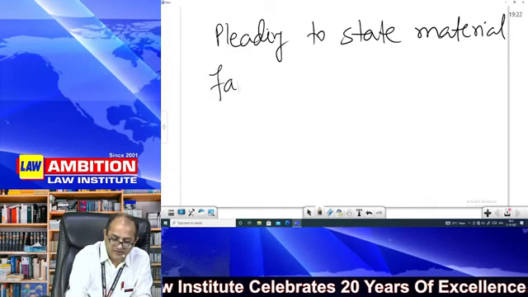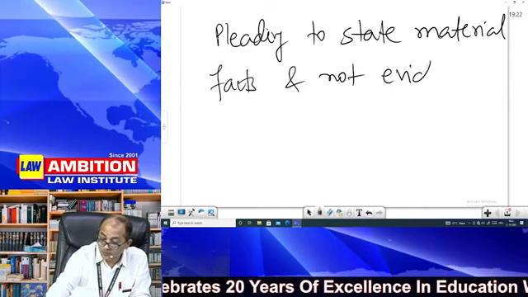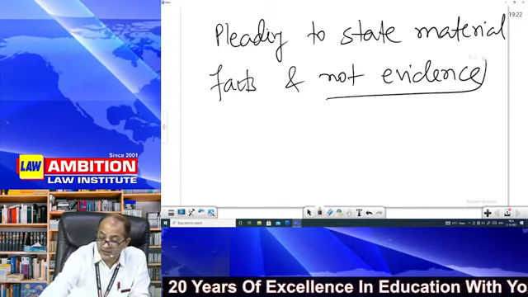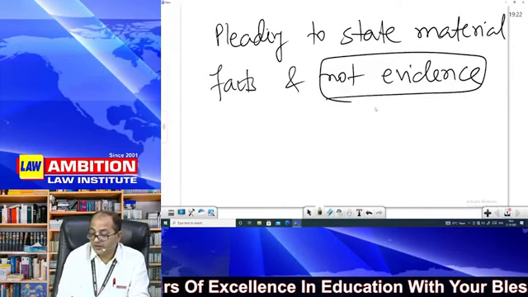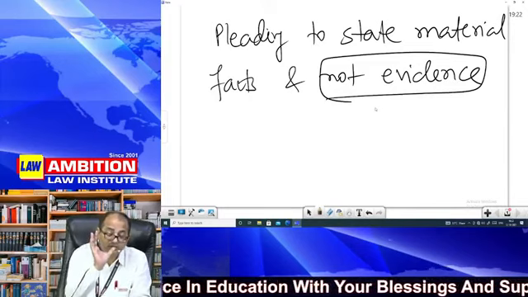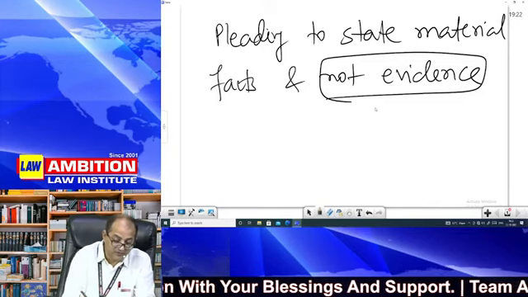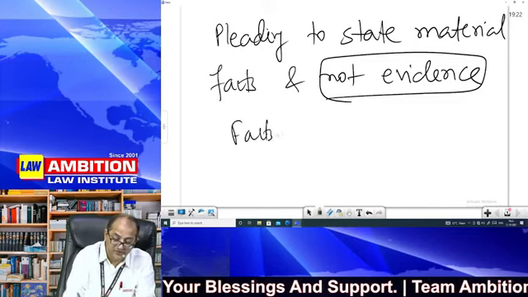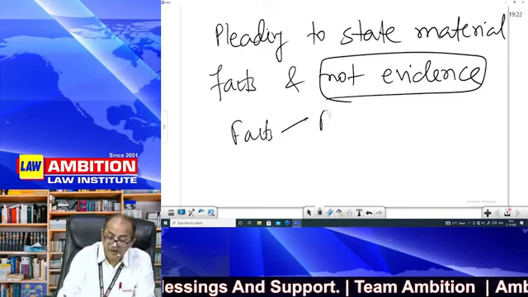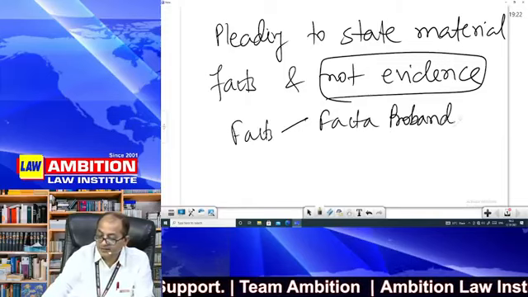Pleading to state material facts and not evidence. So in the plaint you never have to write evidence, and never have to write law. Plaint has to be based on the facts, material facts. And on this, now we say there are two kinds of facts: facta probanda and facta probantia.